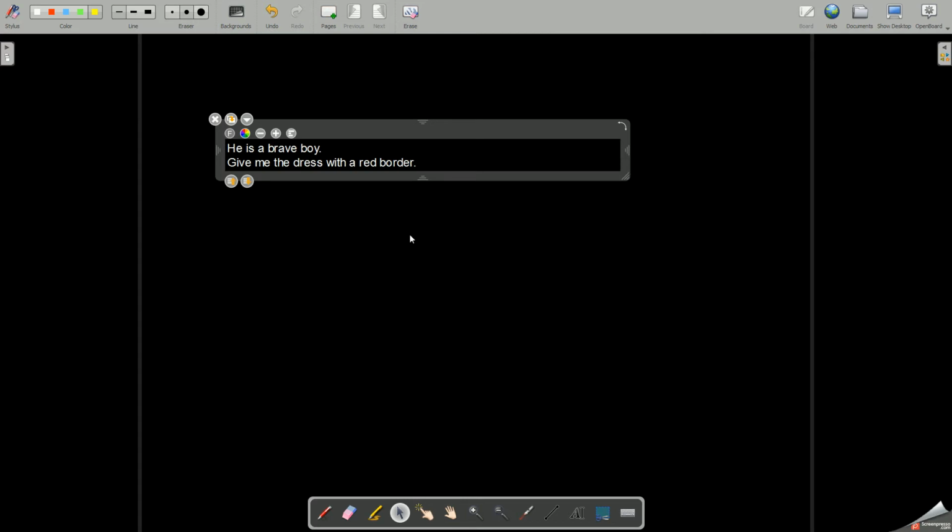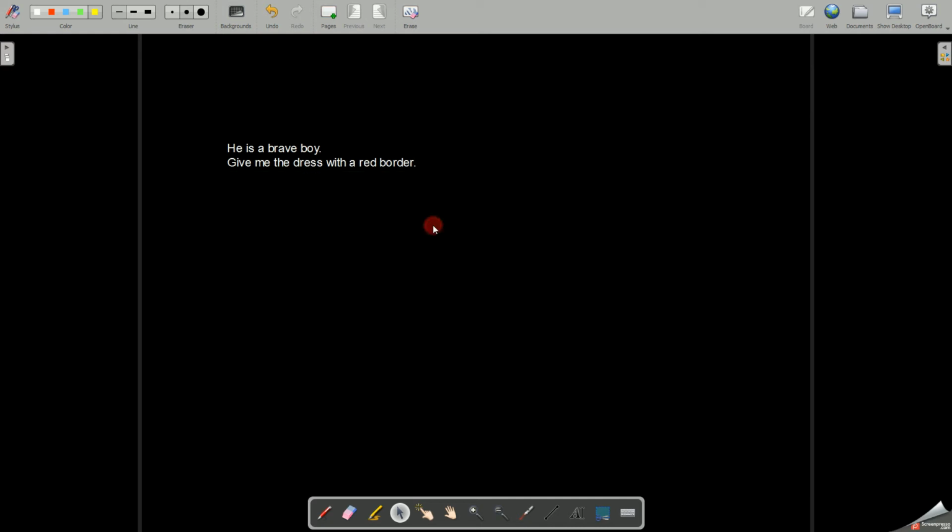So in these sentences, what you can see is brave is an adjective because it describes the noun. Whatever the noun is, what kind of a boy are we talking about? Brave. Give me the dress with a red border. What type of a border? A red border. So this word red actually describes the noun over here.